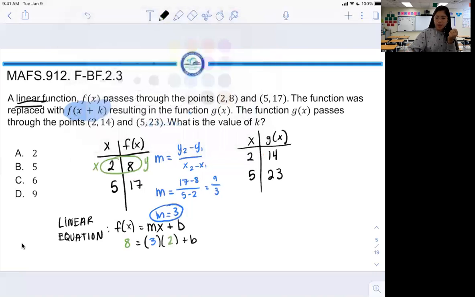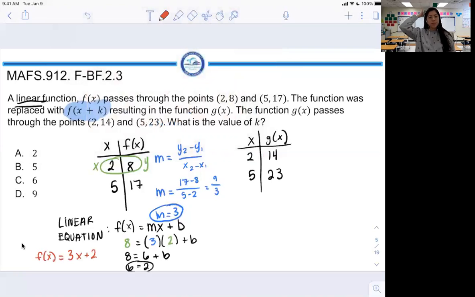All right, now I multiplied. 2 times 3 is 6, so I have 8 equals 6 plus b. What's the value of b going to be? Good, Jalen, 2. So b equals 2. So now I've got everything I need. Finally, let me write my equation for f of x. F of x, I'll write it over here, equals 3x plus 2. That's f of x.